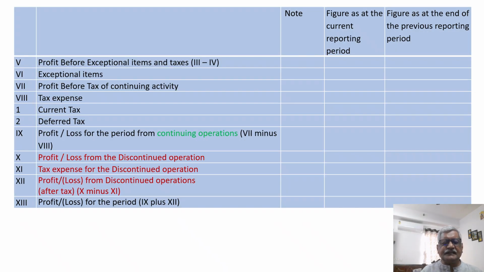Profit before exceptional items and taxes, exceptional items, profit before tax on continuing activity, tax expense, current tax, deferred tax, profit or loss for the period from the continuing operations. Then profit or loss from the discontinued operation, tax expense for the discontinued operation, profit or loss from discontinued operations after tax, then profit or loss for the period.